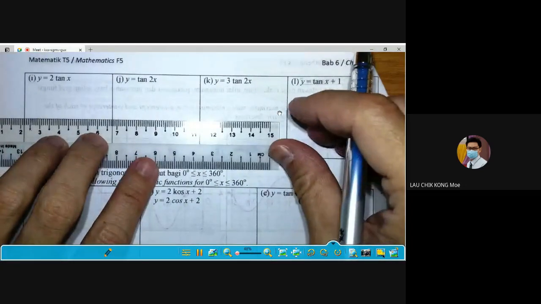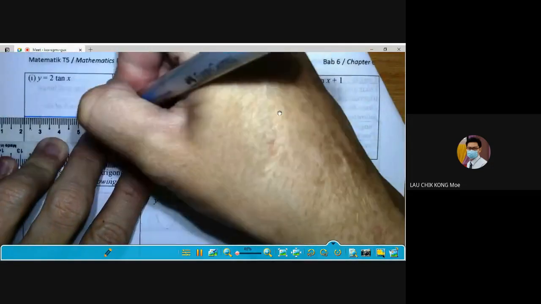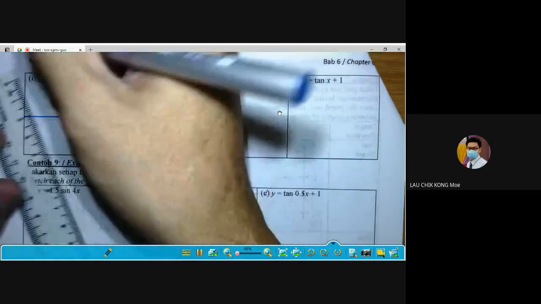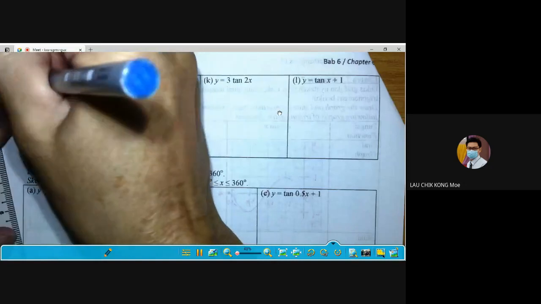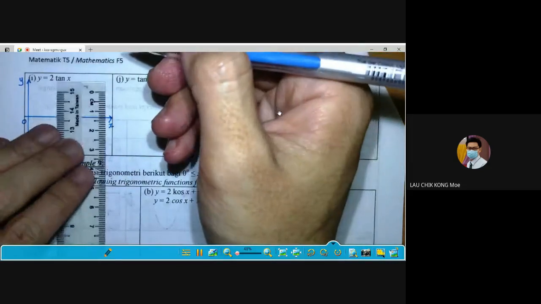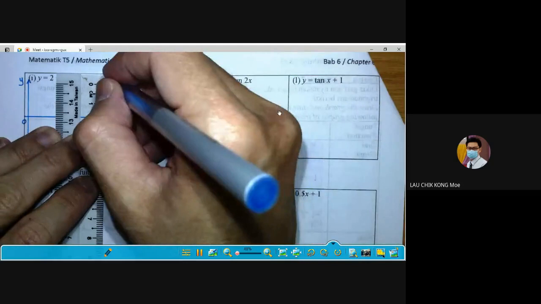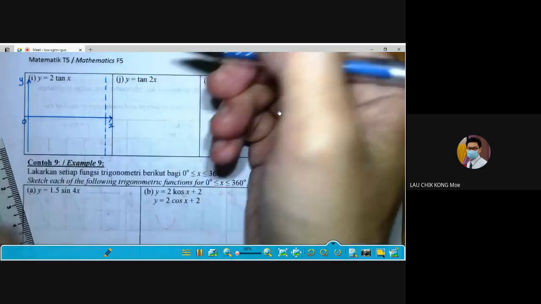saya hari itu ada beritahu, kalau kita nak buat graph tangent, we need to divide our column to 4, or we try to divide our column to 4. Okay, so this is 0, all right? So maybe you can divide to 4. First of all, we do the one big column first. This is one big column.